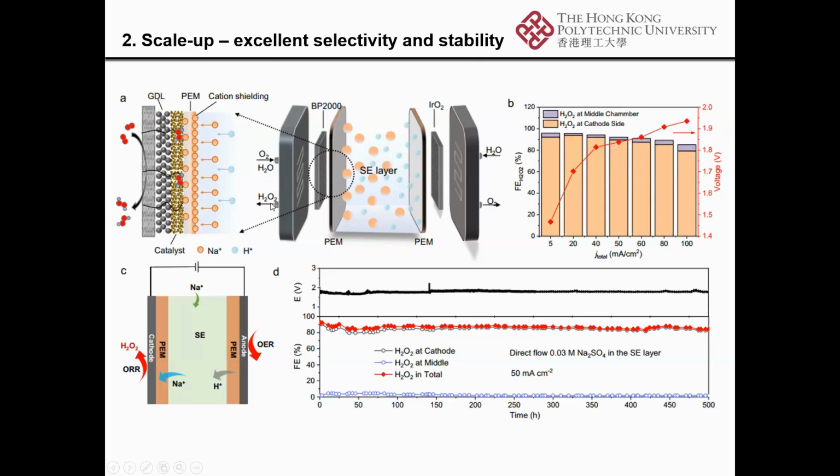Most importantly, we can compare this: in converting the oxygen towards the hydrogen peroxide, we can go to 500 hours. 500 hours is closer to the industrial requirement. So this is our previous work.